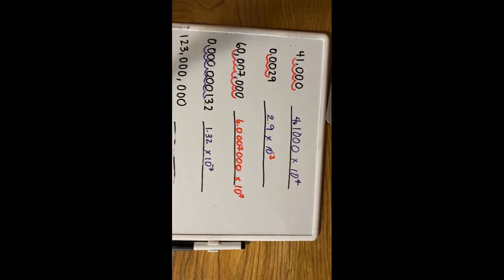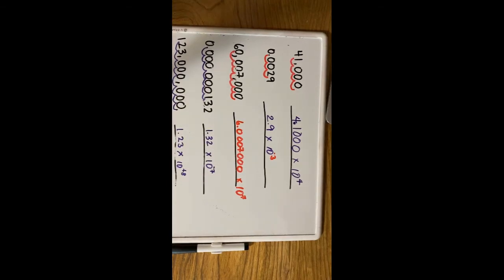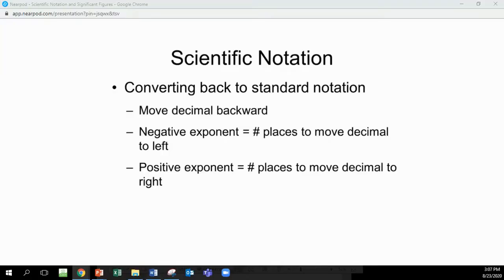Okay, let's look at the very last one. Our decimal is right here. We're going to move it 1, 2, 3, 4, 5, 6, 7, 8. We're going to get 1.23 times 10 to the 8, 10 to the positive 8, because that number was larger than 1 to begin with.